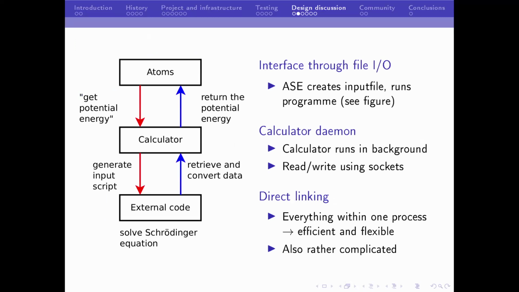There are also some design issues with the calculators. So the overall design pattern is that one has the atoms and then attaches the calculator to the atoms, which enables one to do calculations. And so you say get potential energy to the atoms, then it talks to the calculator and it generates an input script, calls an external code probably, and then it retrieves and converts the data, and then you get the potential energy back.